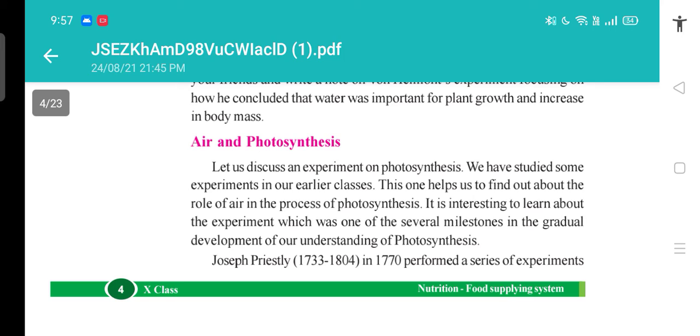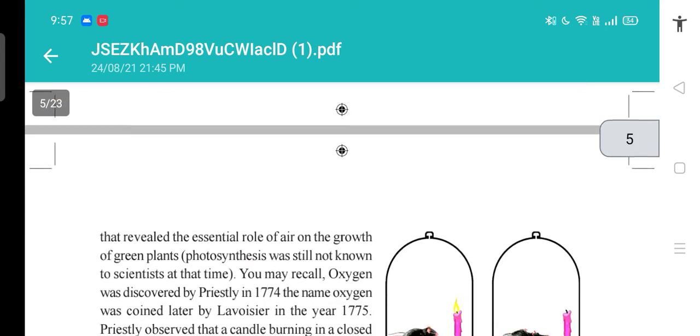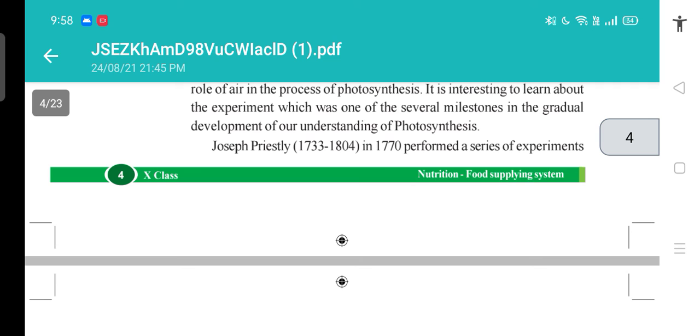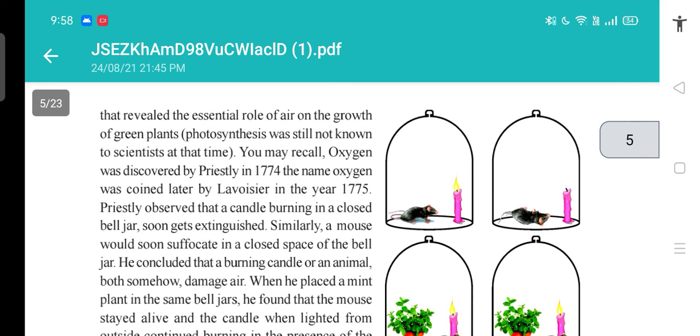Joseph Priestley, 1733 to 1804, in his lifespan, in 1770, performed a series of experiments that revealed the essential role of air in the growth of green plants. Photosynthesis was still not known to scientists at the time. When this experiment was being done by the scientist Joseph Priestley, photosynthesis was not discovered at that time.